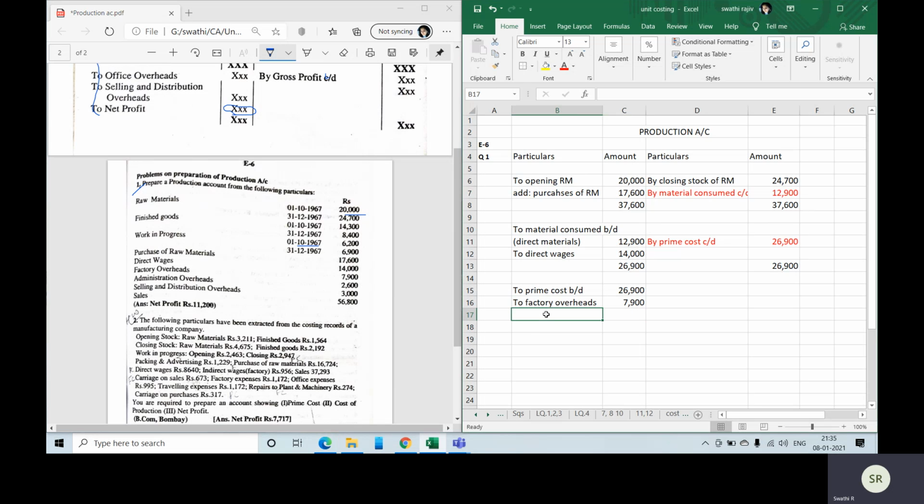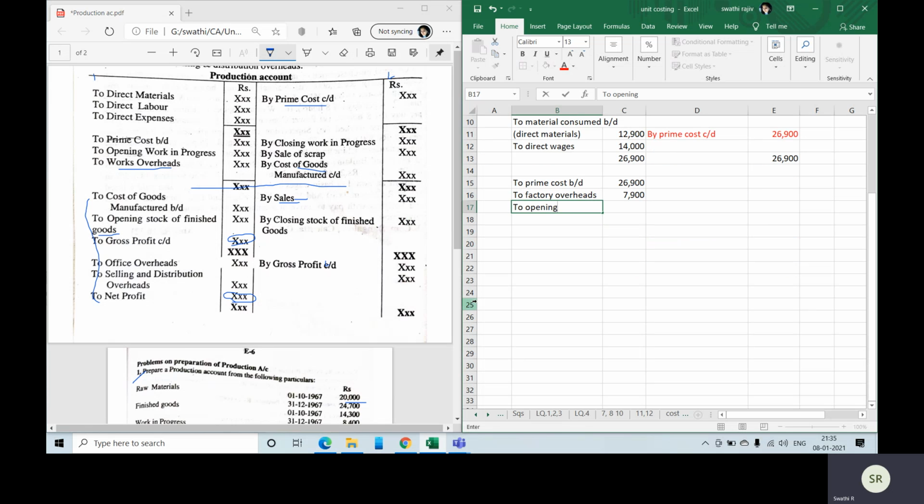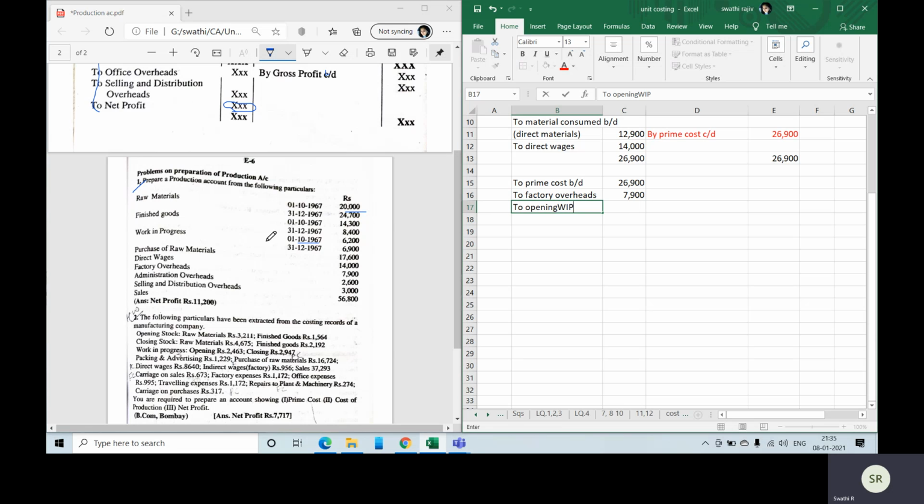This is what we had done in cost sheet. So out here, there is no concept of gross factory cost and all that. We will directly include opening WIP. And your opening WIP is 6,200. And instead of deducting closing WIP, we can always write closing WIP on the side.